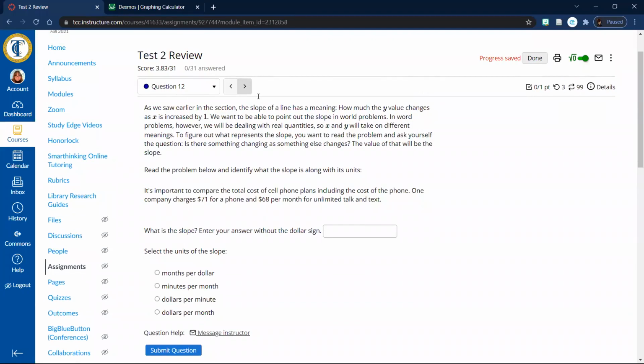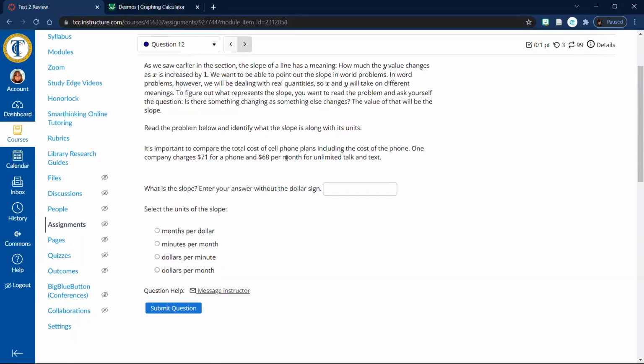Okay, this is a long one. So slope of a line has a meaning, which is how much the y value changes as x is increased by 1. They want you to read the problem below and identify what the slope is along with its units. It's important to compare the total cost of a cell phone plan, including the cost of the phone. One company charges $71 for a phone and $68 per month for unlimited talk and text. What is the slope?